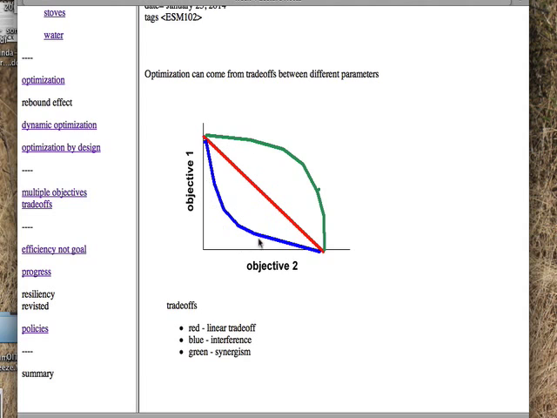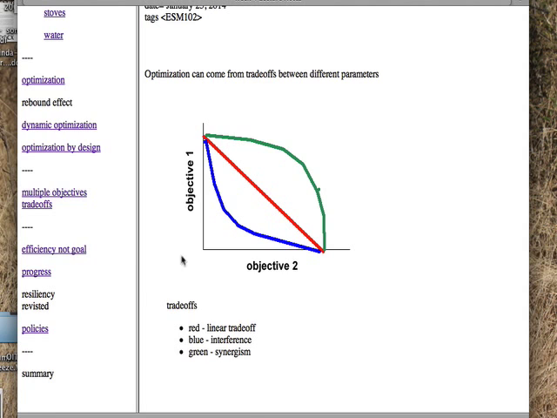So we're going to come back to this idea because obviously we want to try to find situations that are synergistic. We also want to be careful about staying away from systems where, when we try to optimize for one objective, we really interfere with other objectives.